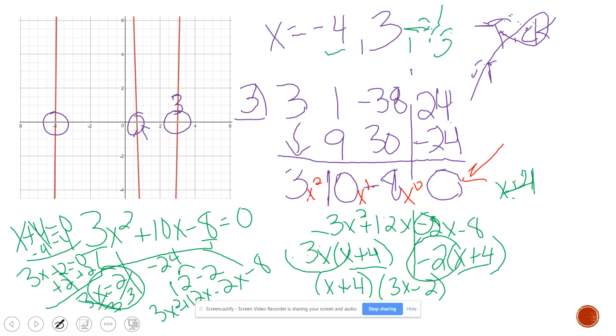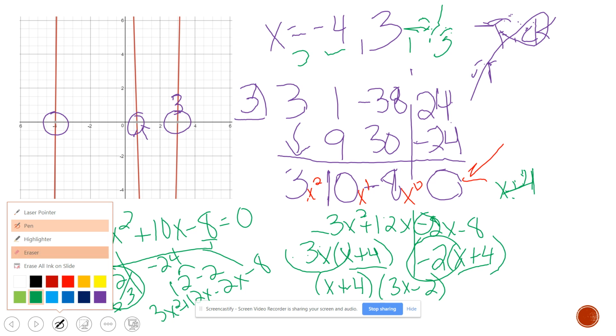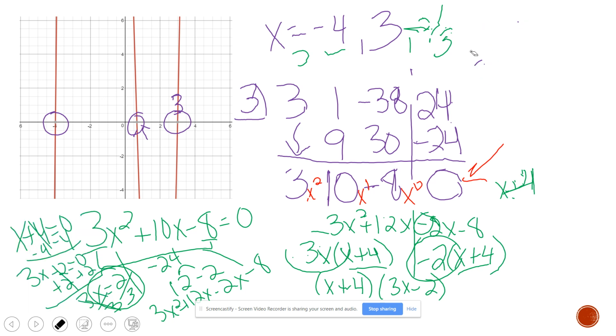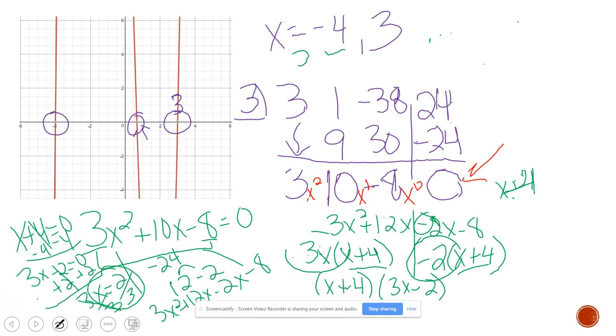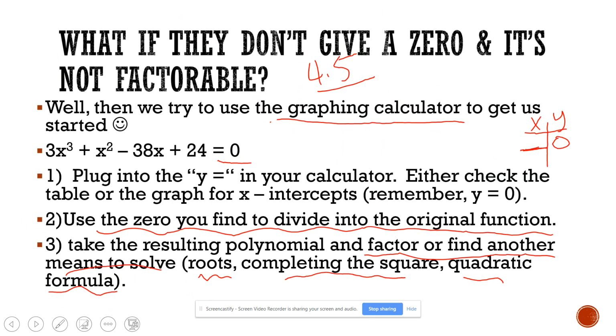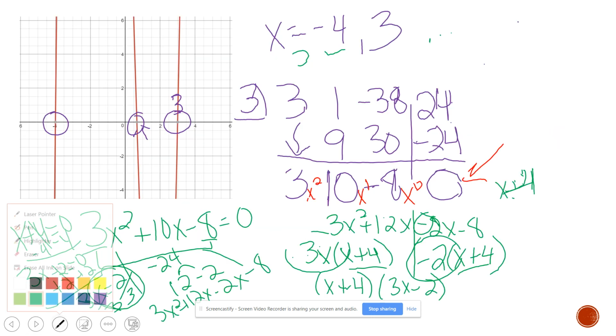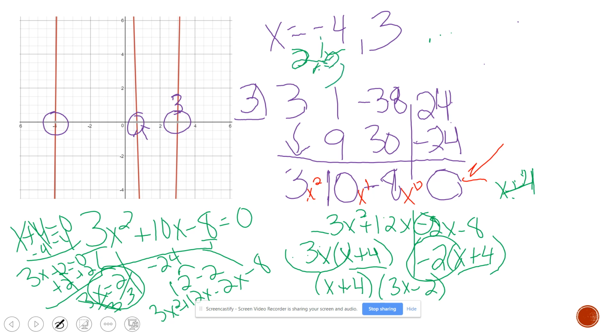Now remember, 2/3 is a more exact answer than trying to estimate the decimal from the graph. So we want to make sure we use as exact of an answer as possible. So negative 4, 3, and then positive 2/3 are our solutions.